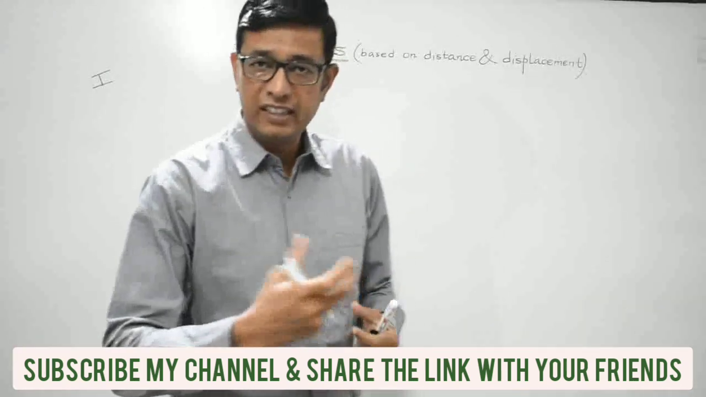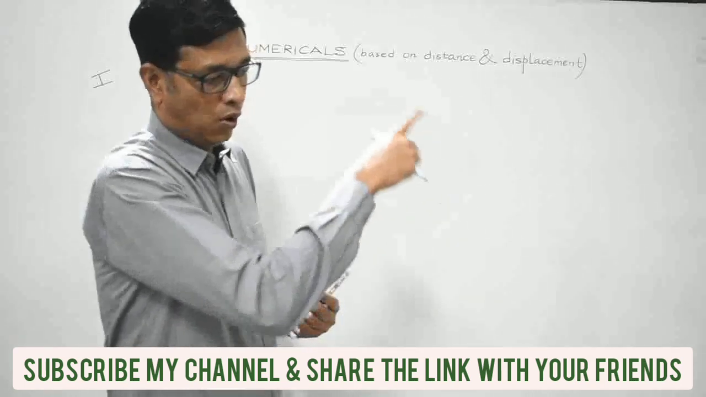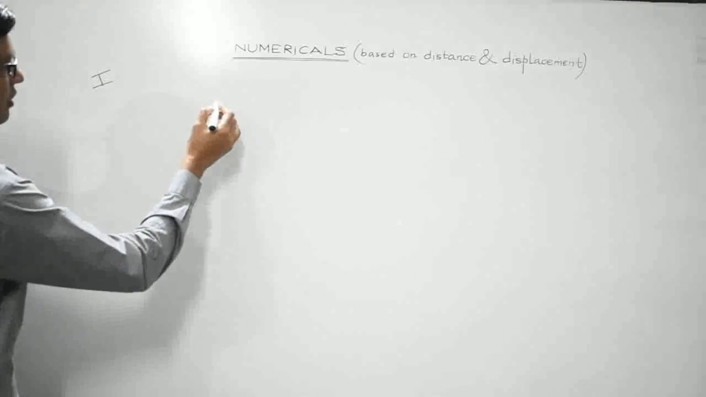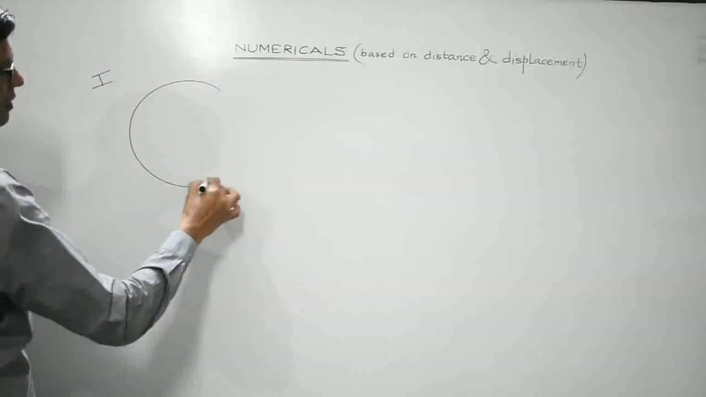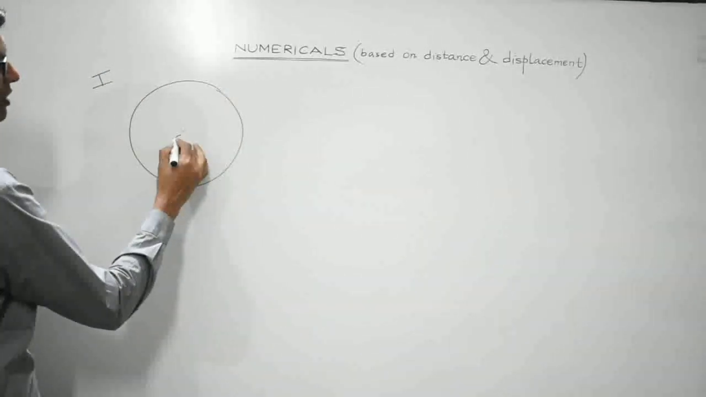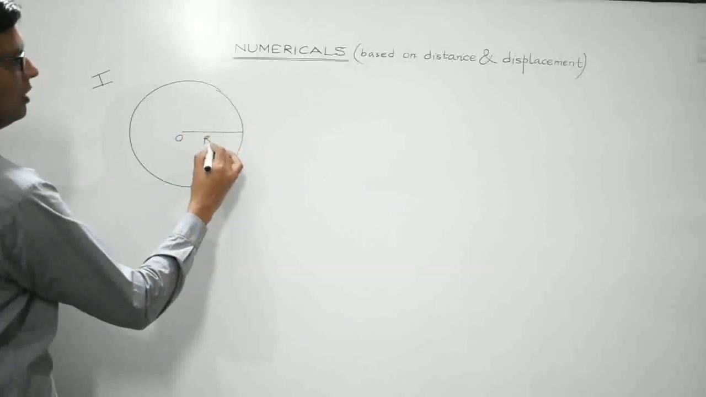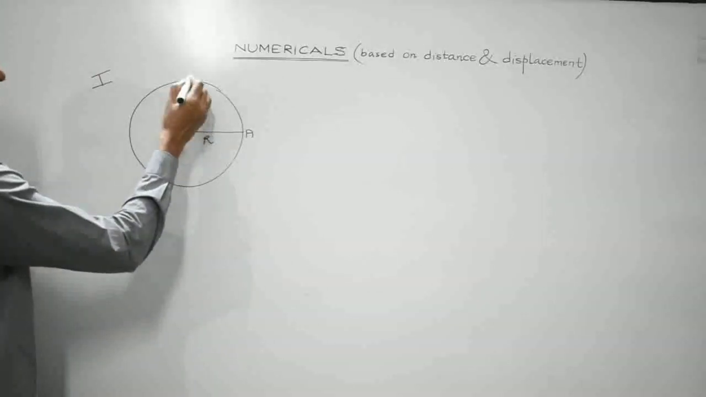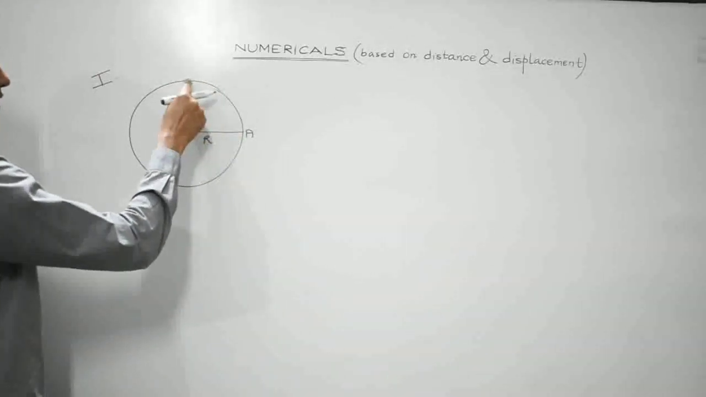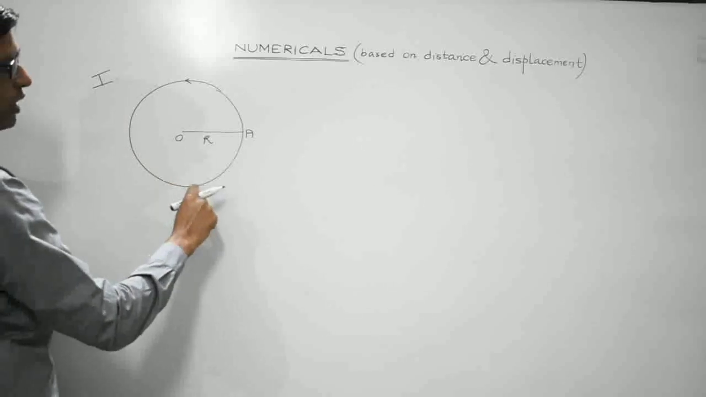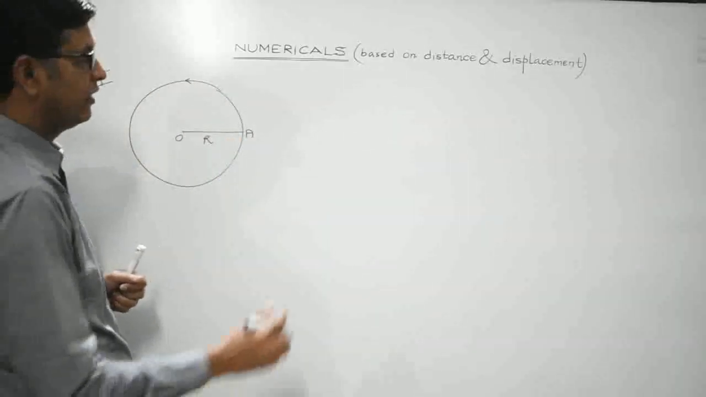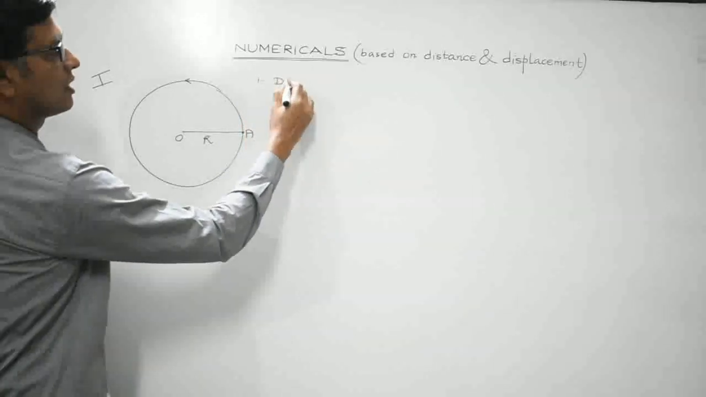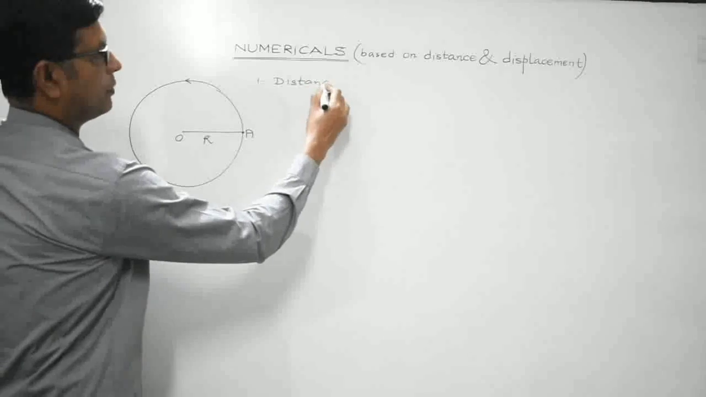Suppose an athlete or a person starts running along a circular path of radius r. Suppose this is a circular track, say of radius r. This is the center and its radius is r. Suppose an athlete starts from point A and he starts running along the circular track and completes one turn and eventually comes back to point A. So what will be its distance in this case during the entire trip?